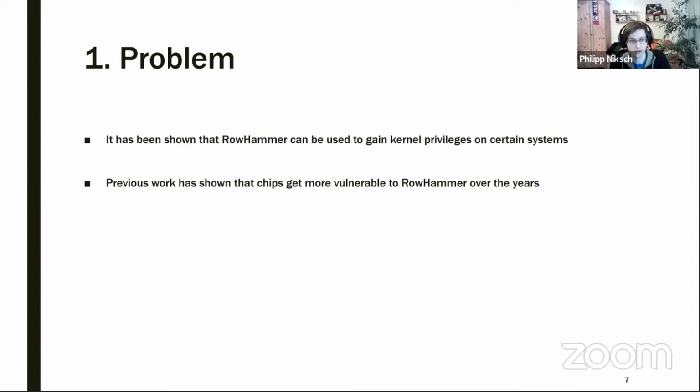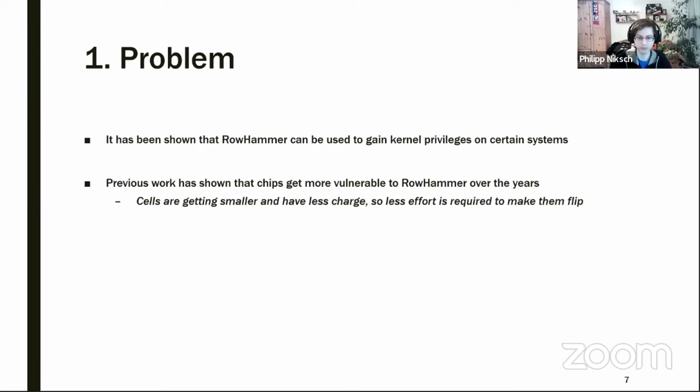This phenomenon has two main causes. First, the individual cells are getting smaller and have less charge, so there's less effort required to make them flip. And as the memory becomes denser, the physical distance between the cells shrinks, so further increasing the effect hammered rows have on their neighbors.